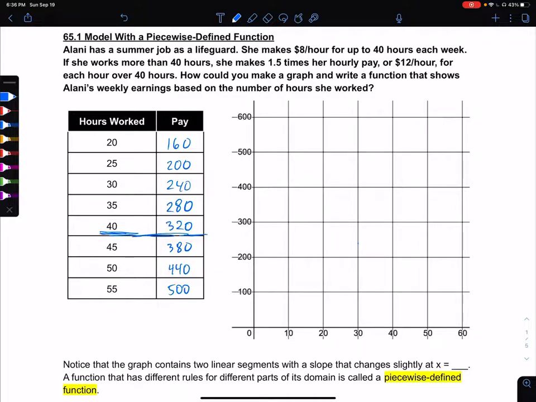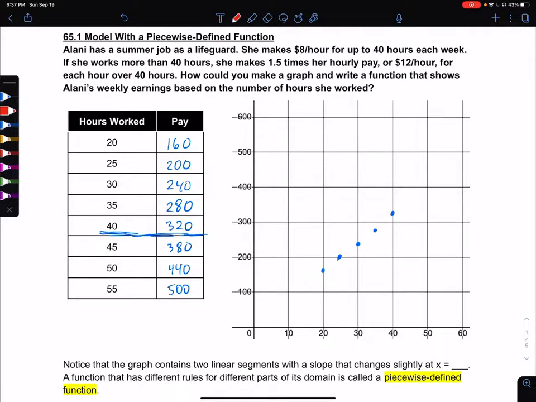So once we have some of the chart filled out, we now have a set of coordinate points that we can graph. So 20, 160 would be somewhere around here. This isn't going to be perfect, because we're drawing this by hand. 25 would be at 200. 30 would be 240. 35 would be 280, so somewhere around here. 40 would be 320.